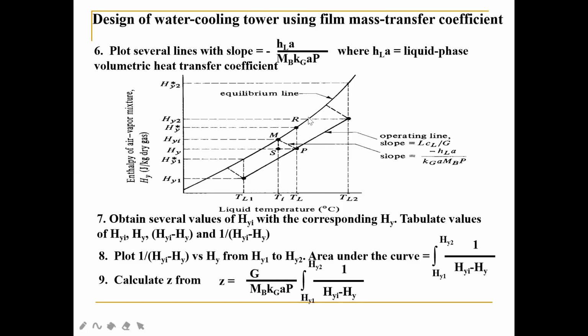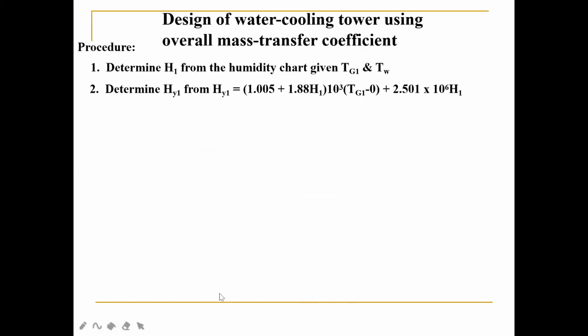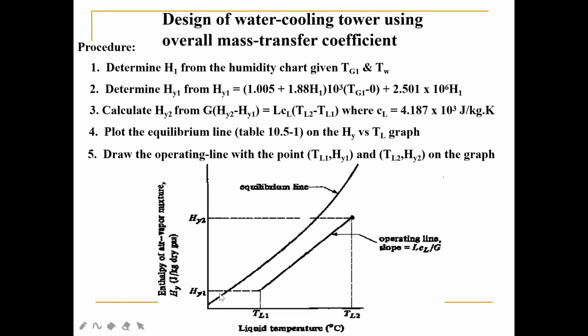I recommend you to do maybe about 6 or 7 similar lines here for you to be able to calculate the area under the curve to solve this part of the equation. Okay, so once you solve this part of the equation, then you will be able to calculate Z from this equation. Okay, and all these are actually constants. All right. So that's about it for you to calculate the Z. That is when you use the film mass transfer coefficient.